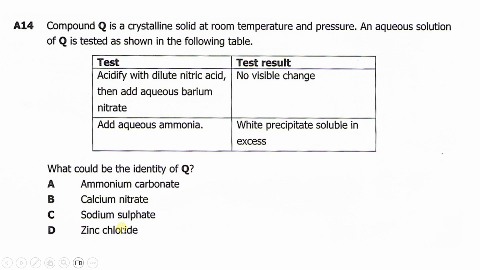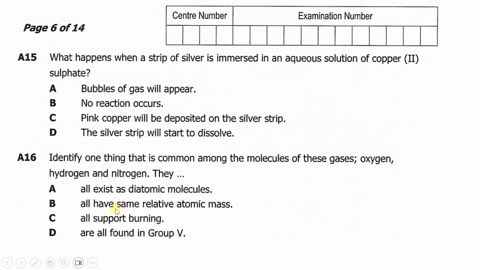Okay, so here the correct answer is actually D. All right, so we move on to question A15, which says, what happens when a strip of silver is immersed in an aqueous solution of copper 2 sulfate?